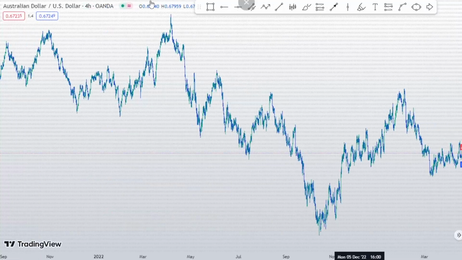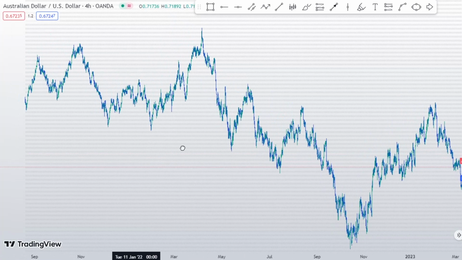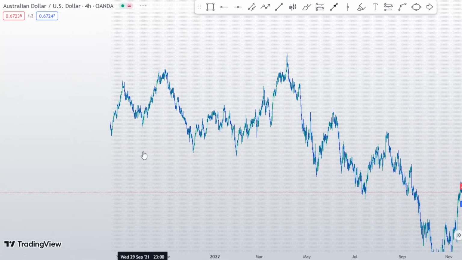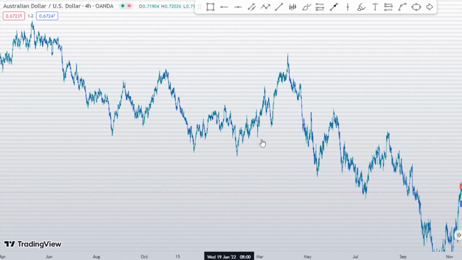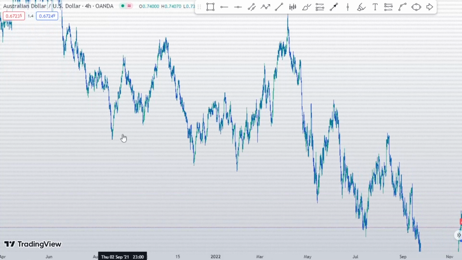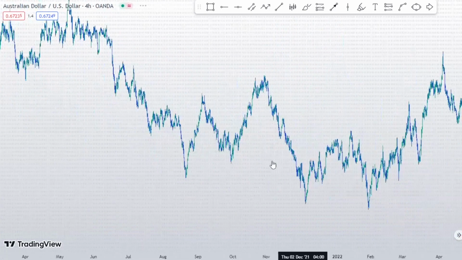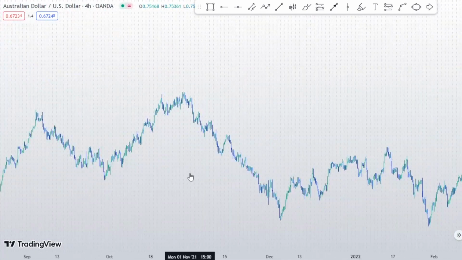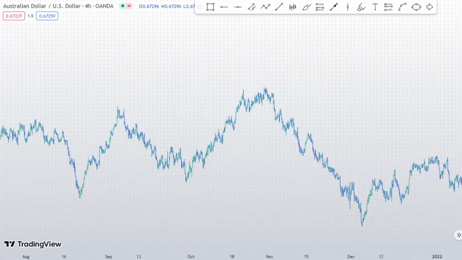Okay, now looking here at the real chart, how do we spot a change of trend? Okay, I'm going to start here. This is where I'm going to start. On this uptrend, what happened here?